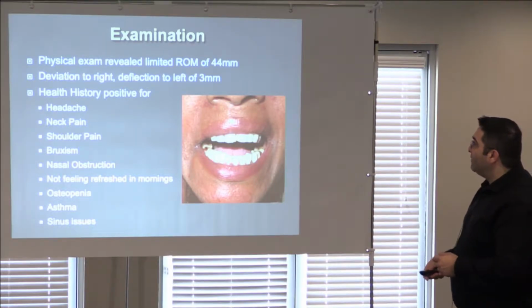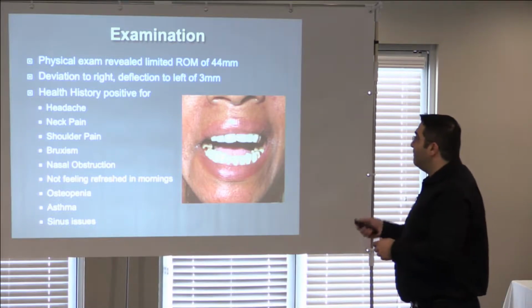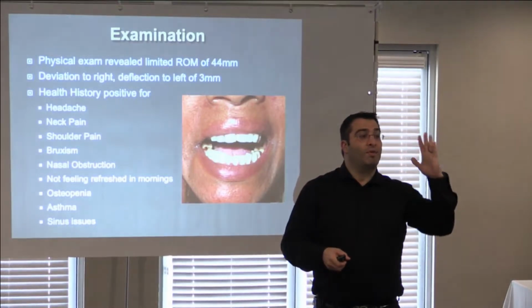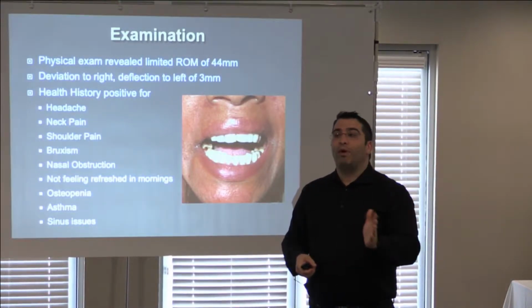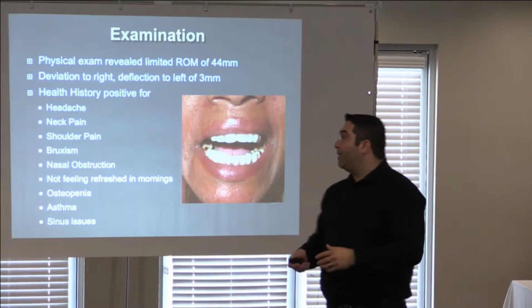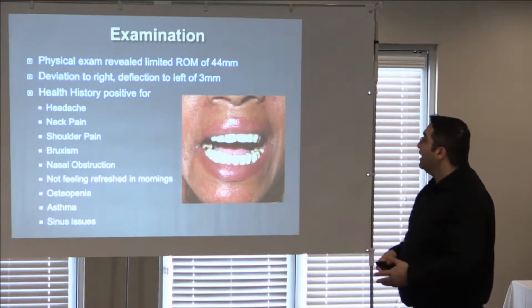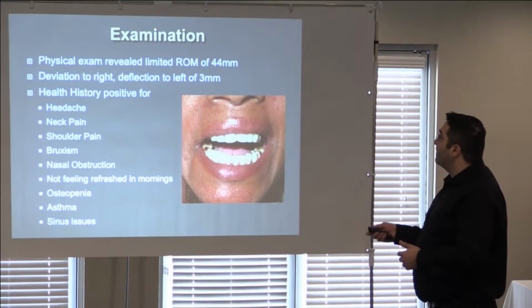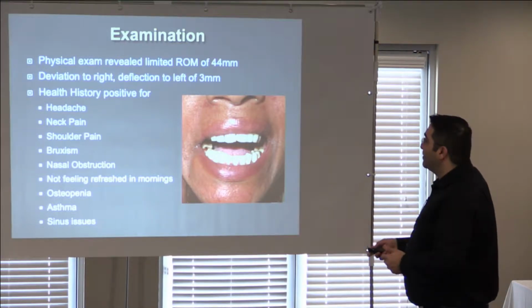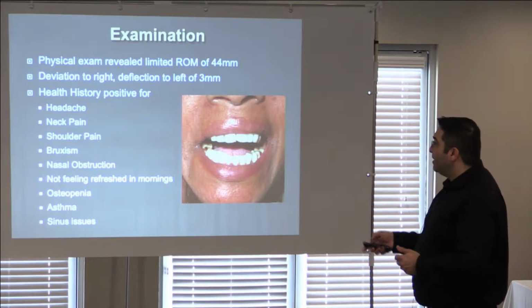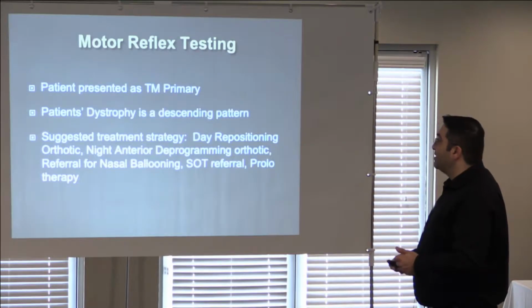He deviated to the right, deflected to the left. Okay, so deviation means as you open, which direction you start to go. Deflection means where you end up, right? And when you have a deflection, that's a disc displacement without reduction and/or arthritis. Headache, which is chief complaint, neck pain, shoulder pain, bruxism, nasal obstruction, not feeling refreshed in the morning, osteopenia, asthma, and history of sinus issues.